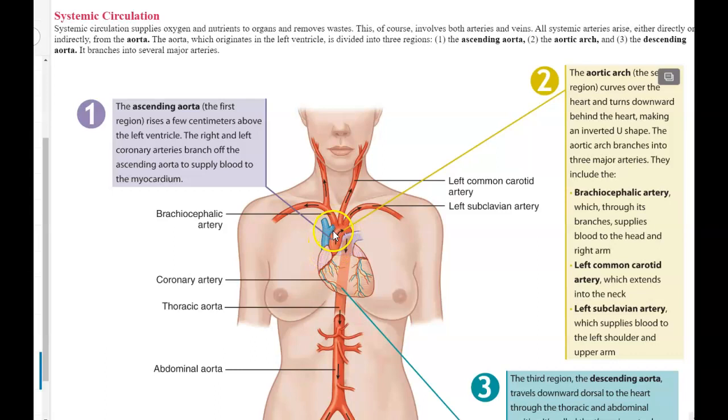They come right after the valve. So they come up to the top. Then there's three that come off the arch, and then it goes down. When it comes off the arch, it is the brachiocephalic.